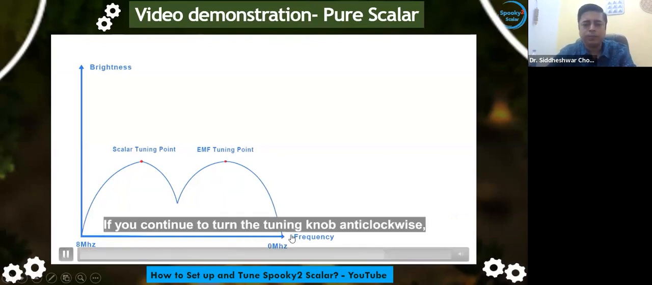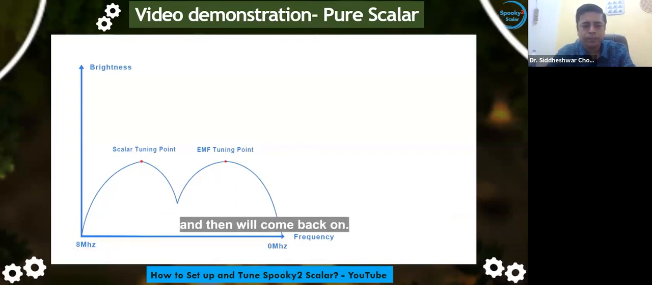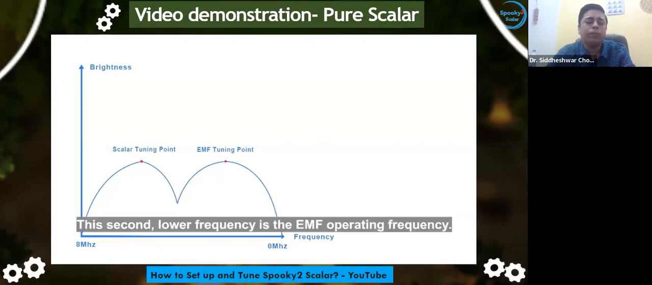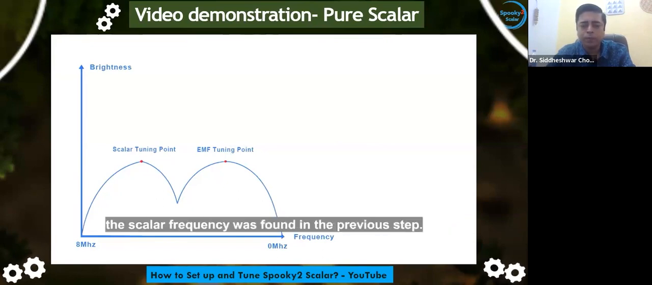If you continue to turn the tuning knob anti-clockwise, the indication light will extinguish and then will come back on. This second, lower frequency is the EMF operating frequency. It is the confirmation that the scalar frequency was found in the previous step.